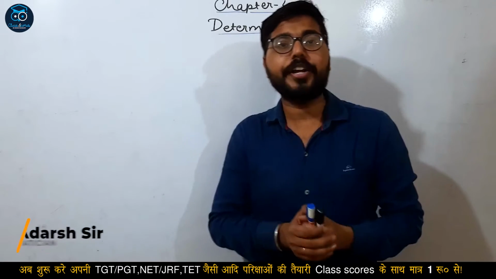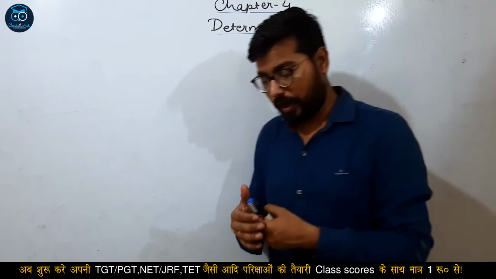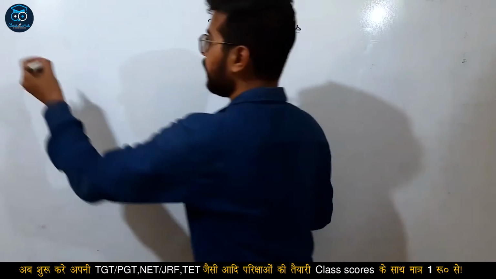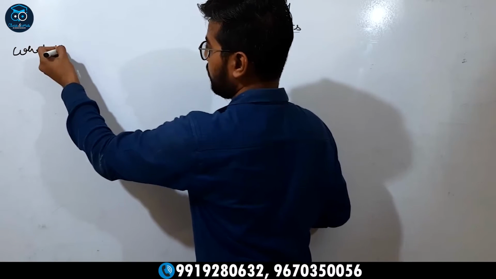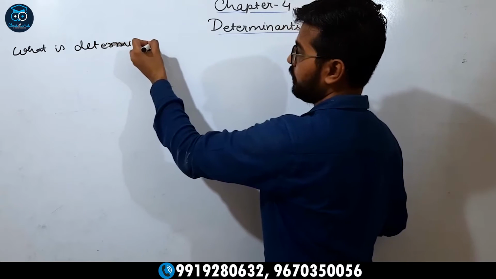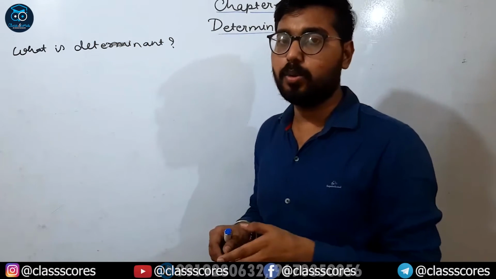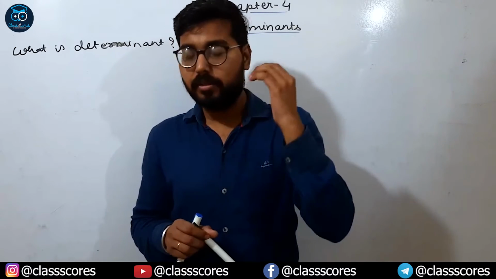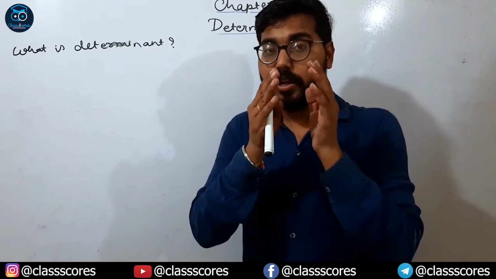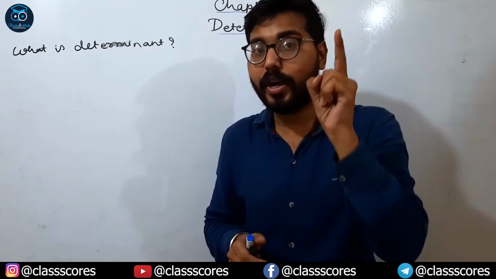Hello students, today we are going to solve our next chapter, that is chapter number 4, determinants. So when we hear the word determinants, the first question that arises in our mind is, what is a determinant? We can say a determinant is a unique value which associates with a square matrix. I repeat my words. Determinant is a unique value which associates with a square matrix.